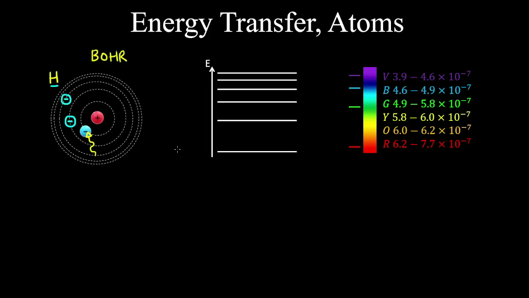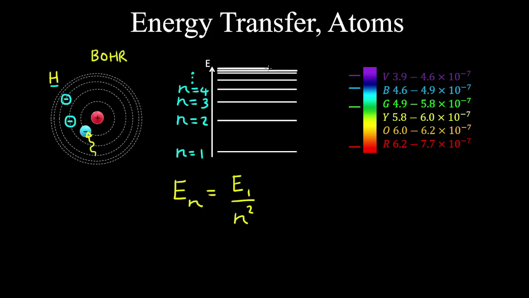So for hydrogen, we have n equals 1 being the ground state, and n equals 2, and so on, are the excited states. So recall our energy equation for a particular state n is equal to the energy of the first state on n squared. So we can have infinitely many states. So as n goes to infinity, En approaches 0.